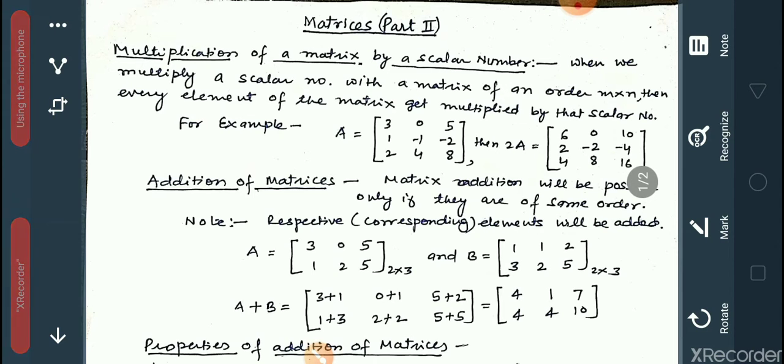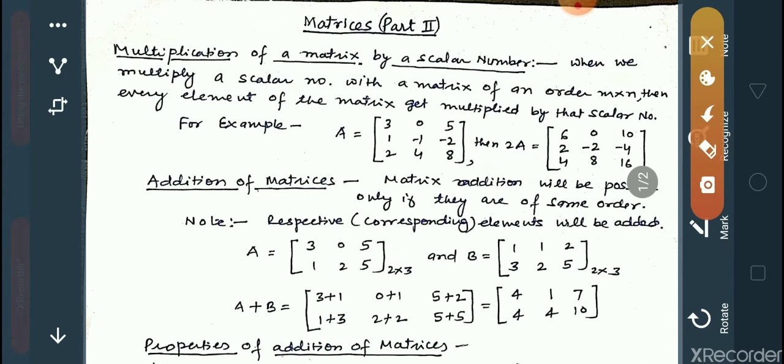When we multiply a scalar number with a matrix of an order m cross n, then every element of the matrix gets multiplied by that scalar number. Means every element will be multiplied by this scalar number.